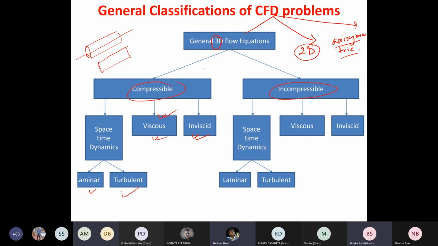If it is compressible, then the form of the Navier-Stokes will be different. If it is incompressible, the form will be different. So that is why knowledge of the governing equation, that is the Navier-Stokes equation, is very important before starting CFD simulations. So we will spend some time in the next class for that purpose. So this is the broad classification of CFD problems.